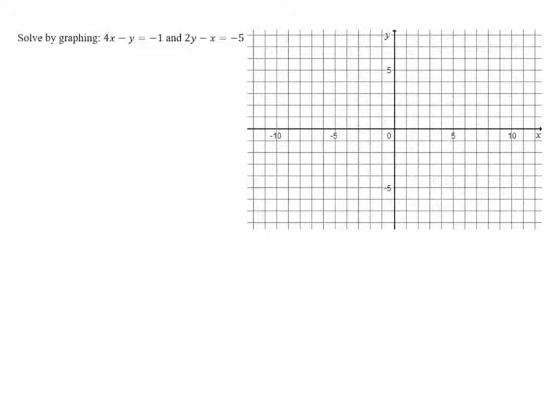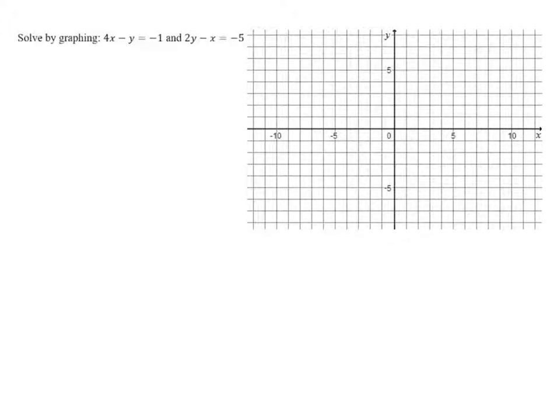Solve by graphing. 4x minus y equals negative 1, and 2y minus x equals negative 5. We need to graph both of these lines, and the first one, 4x minus y equals negative 1, we could use the intercept method. But the problem with the intercept method is that we're going to have an x-intercept that's very small, and also a y-intercept that's very small. And if we have x and y intercepts that are small, it's difficult to really connect them and have an accurate graph, especially when I'm drawing on the iPad.